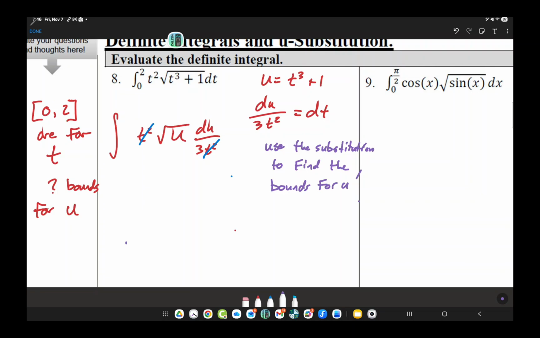So if u is equal to t cubed plus 1, that means u is going to equal, we'll start with the lower bound, 0 cubed plus 1, and u is equal to the upper bound, 2 cubed plus 1. So we're going to basically plug the bounds into the substitution. So that gives you 1 and 9. Now the reason why we do this is so we actually don't have to substitute back into our function the t cubed plus 1 at the end. We could just use these bounds and plug it in through u. It saves you a good bit of time.